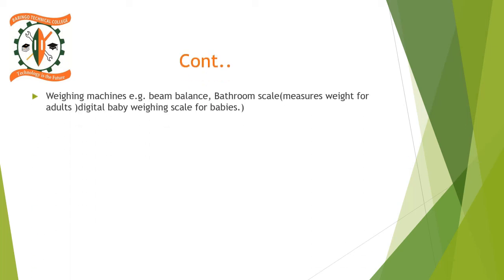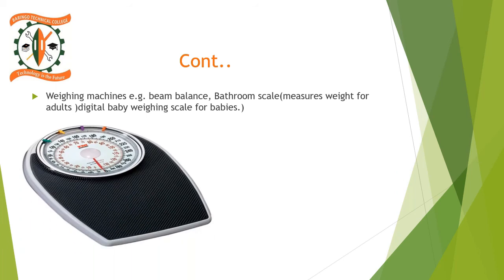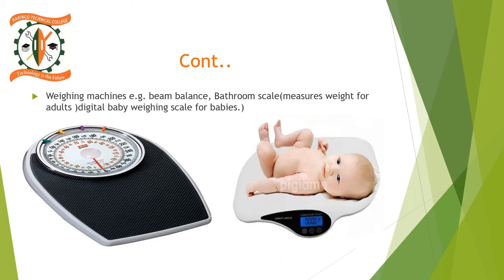Weight is also another important parameter that we measure during nutritional assessment. The following are the weighing machines. We have the beam balance and the bathroom scale. The two are meant to measure weight for adults. And for babies, we have the digital baby weighing scale. That is the bathroom weighing scale for adults, and that is the digital baby weighing scale for babies.